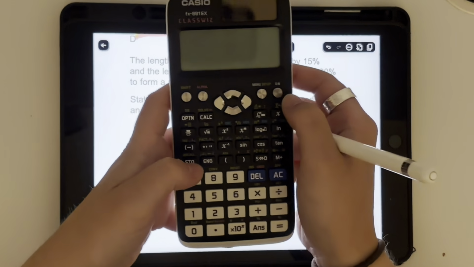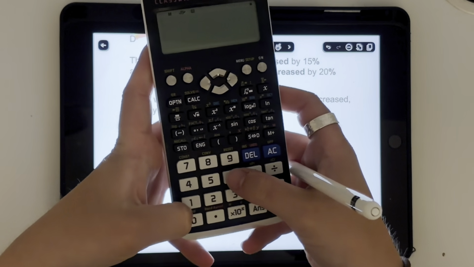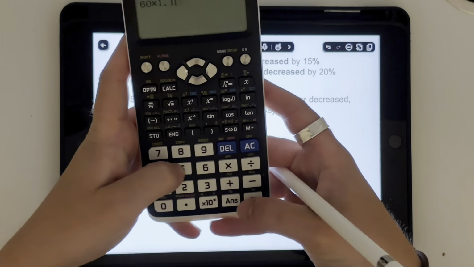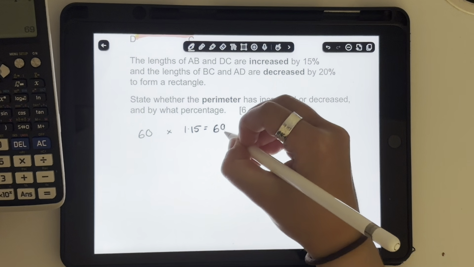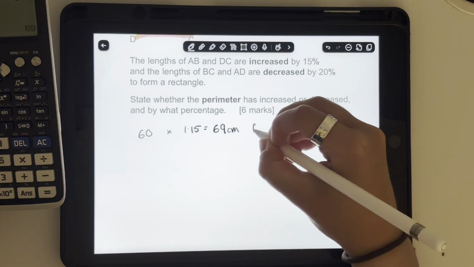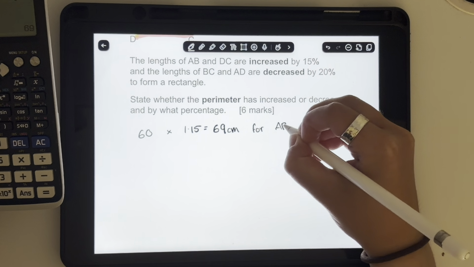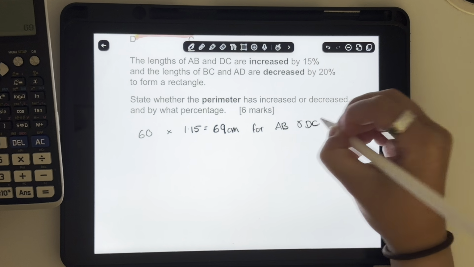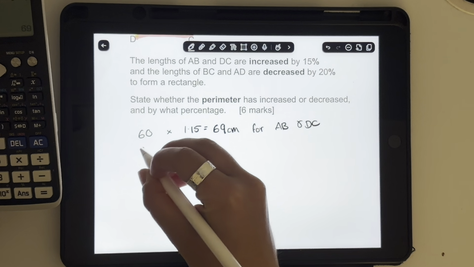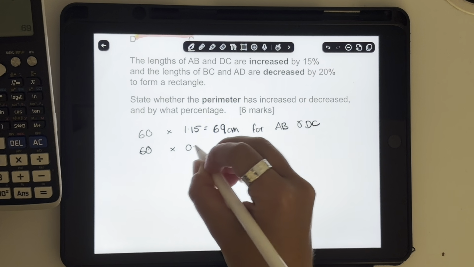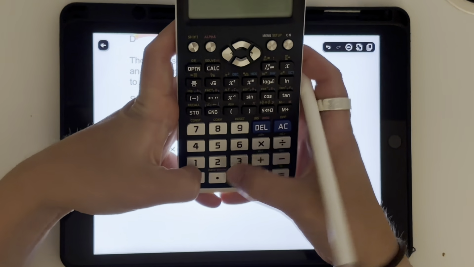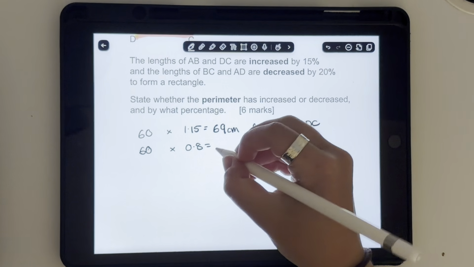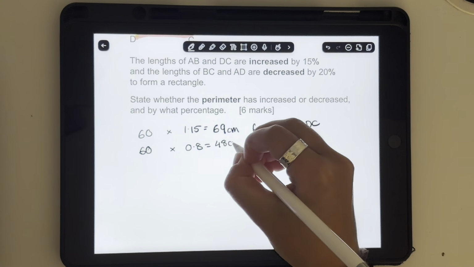So let's get out our calculator. I don't know how well you guys can see the screen, but I hope you enjoy the signs anyway. So they become 69 centimeters, and that is for AB and DC. And then we got 60 multiplied by 0.8, which gets us 48 centimeters.